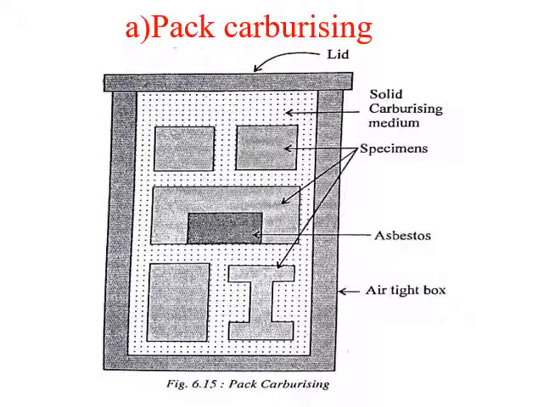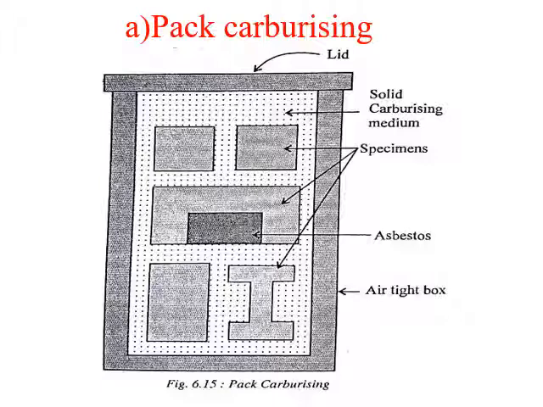Even in carburizing, we have a few methods. Depending upon the medium we use to enrich the carbon content at the surface, we classify carburizing into three: solid carburizing, liquid carburizing, and gas carburizing. Again, as the name itself indicates, in solid carburizing we use solid materials which are rich in carbon, in liquid carburizing we have a liquid bath which is rich in carbon, and in gas carburizing we have a gas which is rich in carbon.